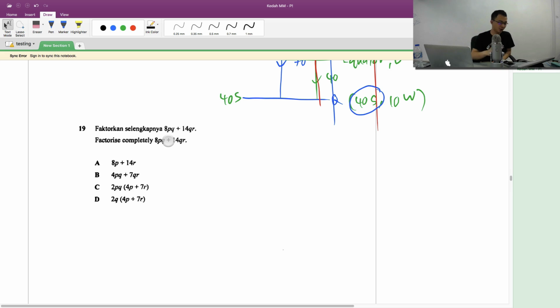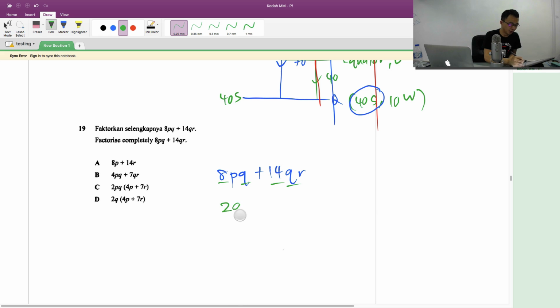Okay, factorize this one. This is a so-called bonus question. Whenever we factorize, we are trying to see what both terms have in common. Both of these numbers can be divided by 2, so I know I can factorize 2. I can try to factorize 4, but the problem is 14 cannot be divided by 4. Both of them also have q, so I will factorize out 2q. Q, not p, my bad.